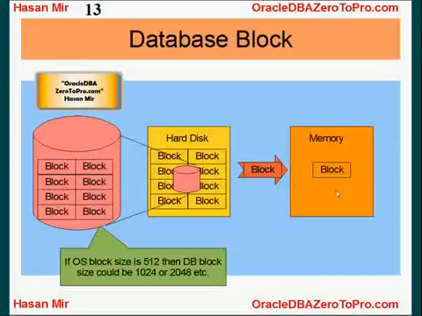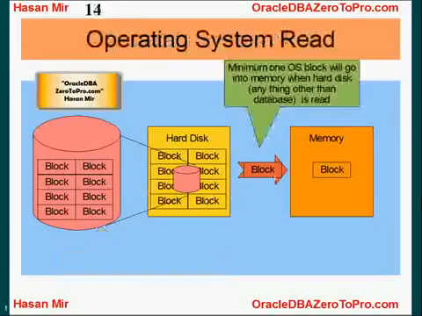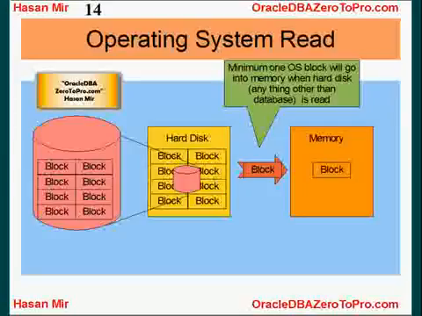So the database program will request the operating system, hey, send me 256 bytes. Operating system will say, hey, the minimum I send is 512. Either you take 512, or you take 1024 or maybe 2048, but don't ask me to give you 256. I don't do that. So that's why database block size has to be in multiples. Minimum you can go is operating system block size. Okay, now here's a recap. Basically this is the take home.